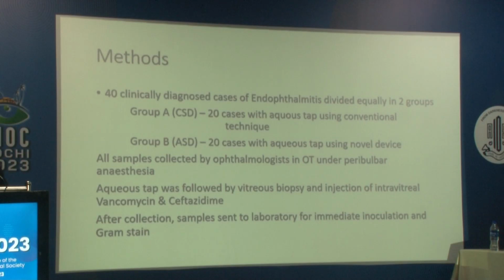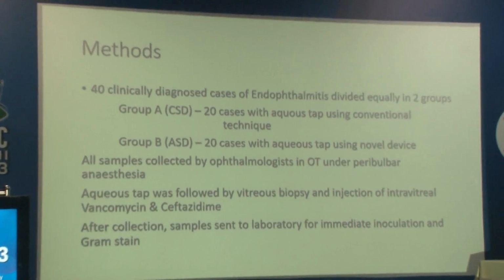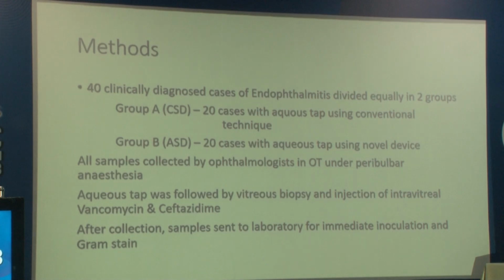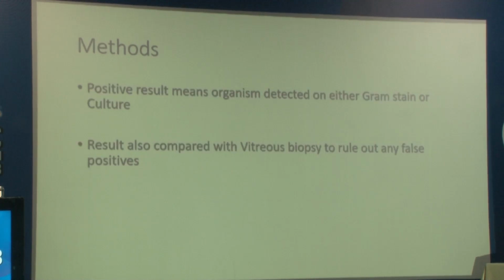So 40 clinically diagnosed cases of endophthalmitis were divided equally into 2 groups. Group A was the conventional technique with aqueous tap using a 26 gauge needle mounted on a tuberculin syringe. Group B was 20 cases with aqueous tap using this novel device. All samples were collected by ophthalmologists in the operation theater under peribulbar anesthesia. Aqueous tap was followed by vitreous biopsy and injection of intravitreal vancomycin and ceftazidime. After collection, samples were sent to the laboratory for immediate inoculation and gram stain. A positive result meant an organism was detected on either gram stain or culture, and results were also compared with the vitreous biopsy to rule out any false positives.